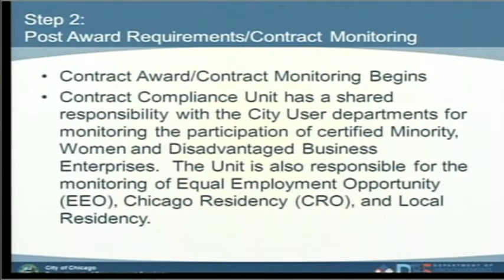We have a shared responsibility, the compliance unit, with the city user department. That is the one that actually put the bid out. Could be the Department of Streets and Sanitation, Department of Water, Department of Transportation, whichever department happens to be, to monitor the participation of the minority, women, and disadvantaged businesses. We also have the responsibility to monitor the EEO, Equal Employment Opportunity, the CRO, Chicago Residency Ordinance, and the local residency. That is project specific.